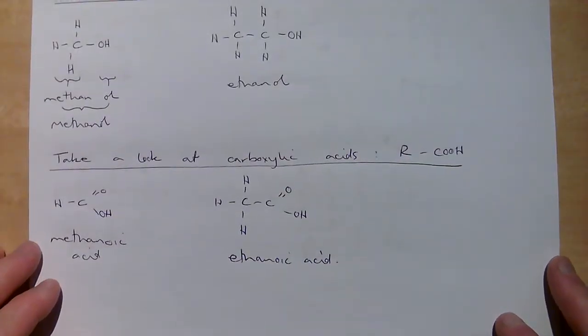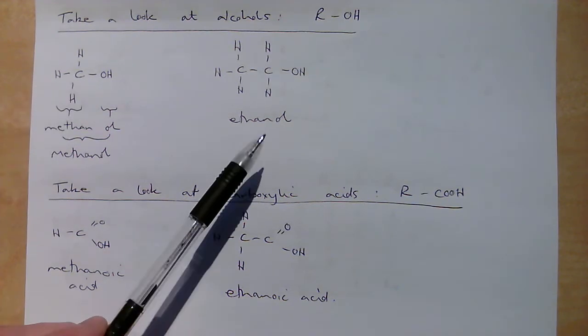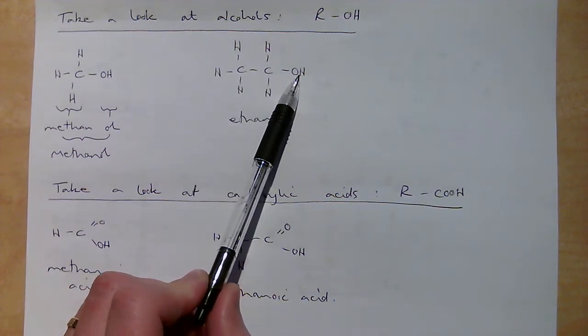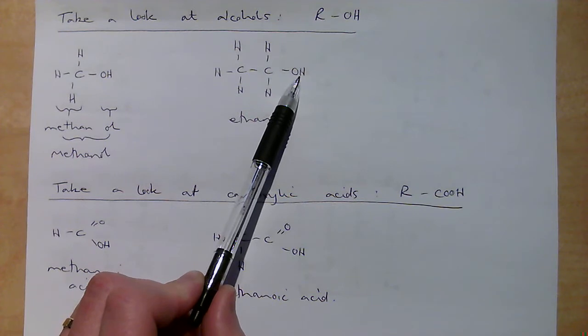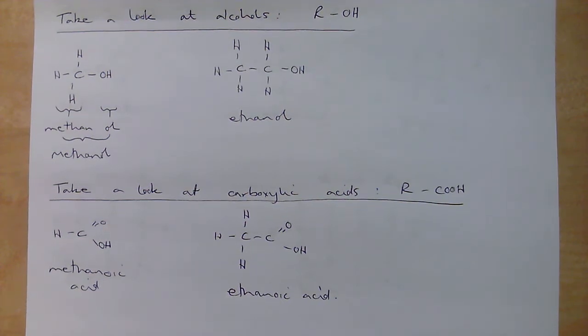Let's have a look at alcohols now. Whenever I'm looking at an organic molecule, I'm thinking, where's my functional group? Where's my alkyl group? Functional group OH, alkyl group CH3, so it's going to be meth, and it's methanol. This one, meth-eth, ethanol.